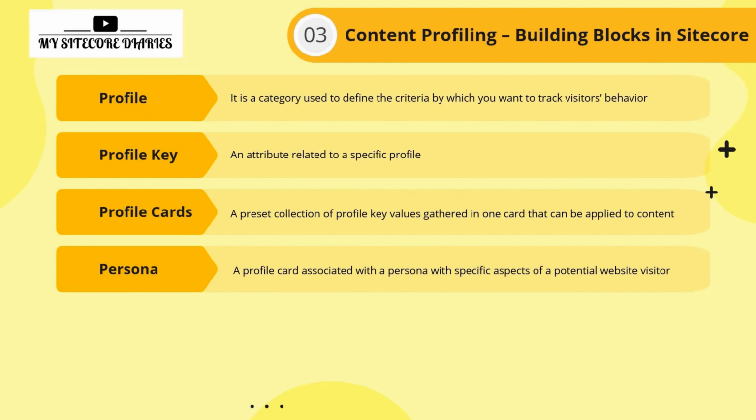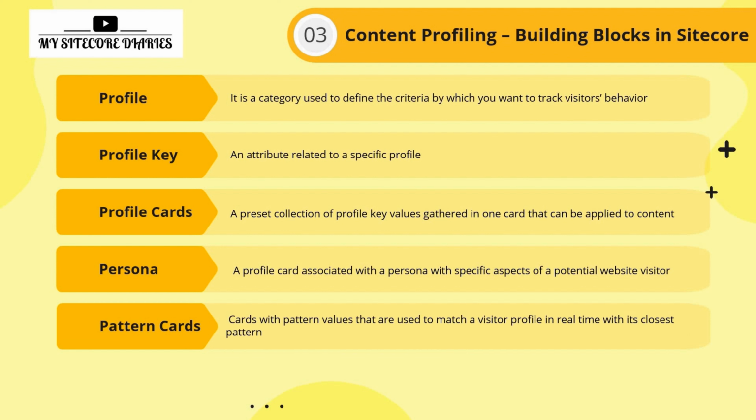Then persona: a profile card associated with a persona, with a specific aspect of a potential website visitor. We have already seen persona in detail in one of the videos. Pattern card: cards with a pattern value that are used to match a visitor profile in real time with its closest pattern. So a pattern card is basically a card which is used for matching purposes. How your visitor's pattern looks is defined in the pattern card. Okay, we'll see all this in detail.